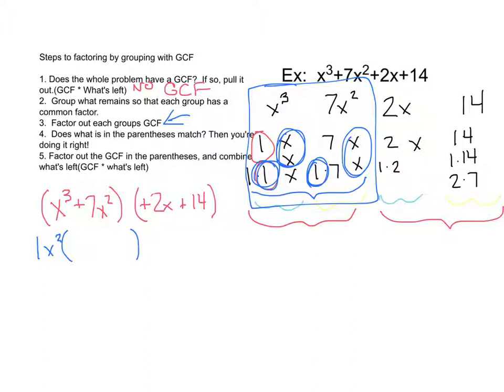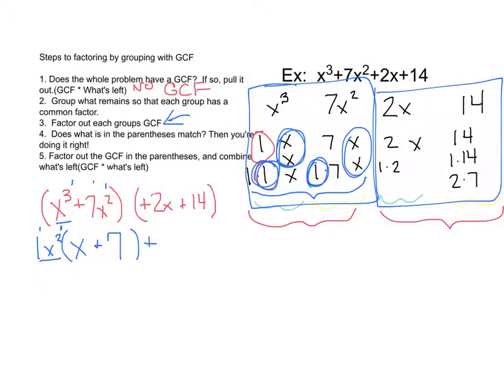And since we're always looking at GCF times what's left, we just need to divide. X cubed divided by 1x squared will give you x to the first power. That's x to the 3 minus 2 power. 7x squared divided by 1x squared will give you 7. That is, 7 divided by 1 gives you 7, and x squared divided by x squared goes away because it's equal to 1.